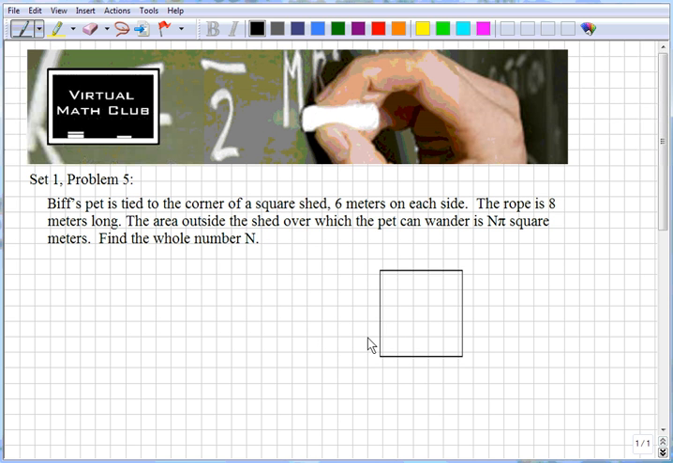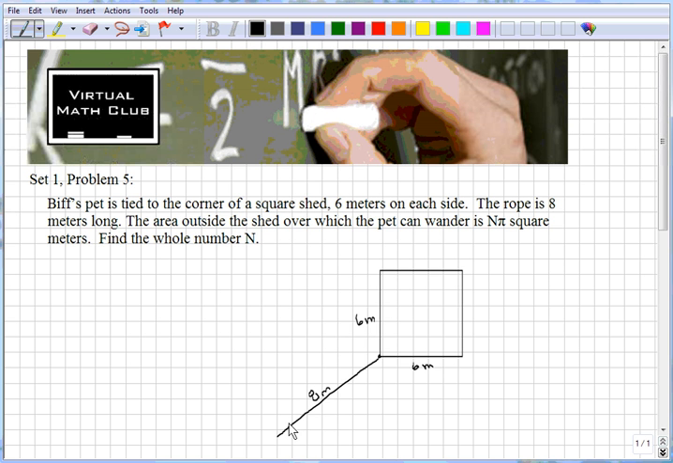Now, this is going to be dangerous because, like I said, I'm not real good at this pen yet. But we have a pet tied to this shed by an 8-meter long rope. So he's tied to the corner of the shed. I can draw a little point here. And obviously the maximum length is when this rope is completely stretched out. So the rope is 8 meters long, and the side of the shed is 6 meters. And it's 6 meters over here too. Okay?